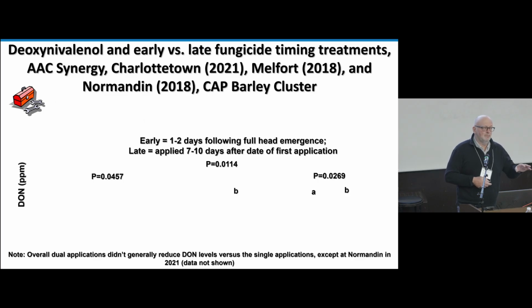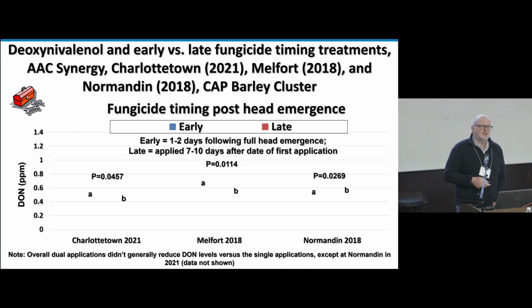So we had a CAP barley cluster and a couple wheat cluster projects on Fusarium head blight management, including fungicide and fungicide timing. Unfortunately, it was during a period where we had fairly dry conditions, so the levels of disease were lower, the levels of DON, but we'll show you some trends anyways. This is in barley, and it's AAC Synergy. And for the sites at Charlottetown, PEI, Melfort, Saskatchewan, we had sites in Normandin, Quebec. So most of our sites were in Saskatchewan, Brandon, Normandin, and Charlottetown.